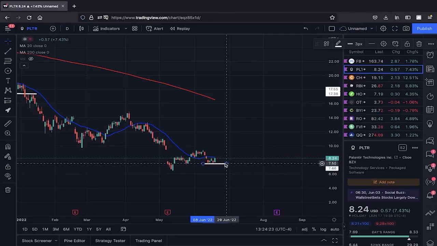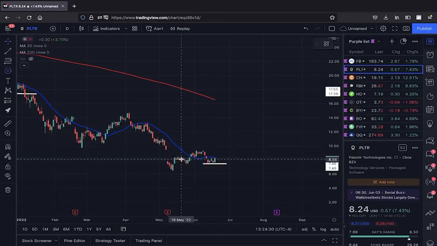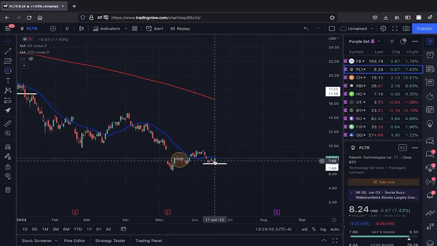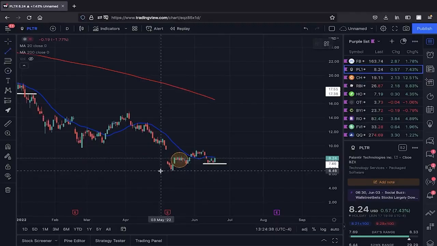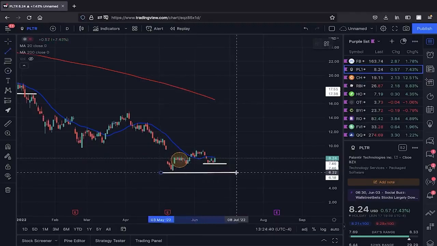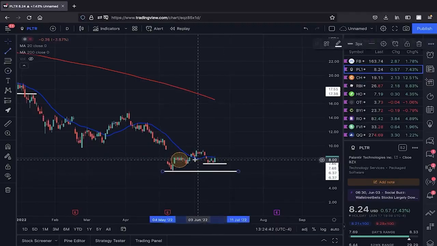Now, if I'm looking at this, I'm looking directly to my left. Remember, we look directly to the left. If we're here, we're going to look to the left. We have this entire support. Not only that, but we have this low. So we have two kinds of support levels right in front of us.